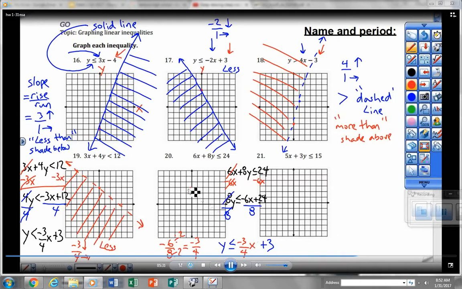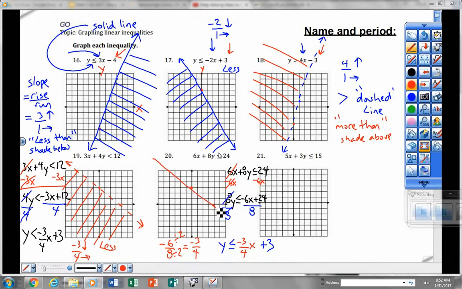So positive 3 is where I start. Over 4, down 3 for my slope. Be able to stair step the other direction. That will be a solid line through that because of that inequality. That is less than, so I will shade below.